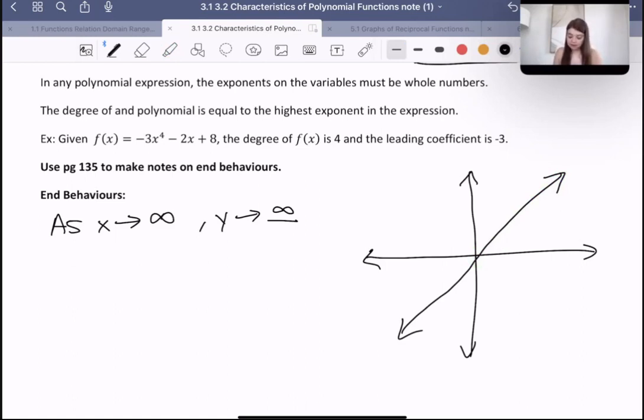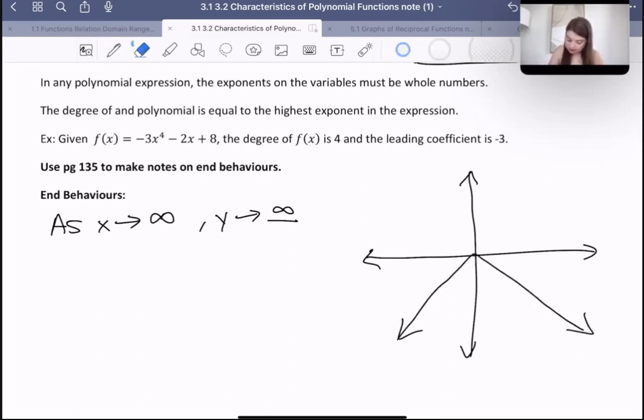Now, maybe it approaches negative infinity. That's the other option. What if we have a graph like this? Well, now as x approaches infinity, as the x values are growing, growing, growing, the y values are getting smaller and smaller and smaller. So we would be approaching negative infinity in that case.